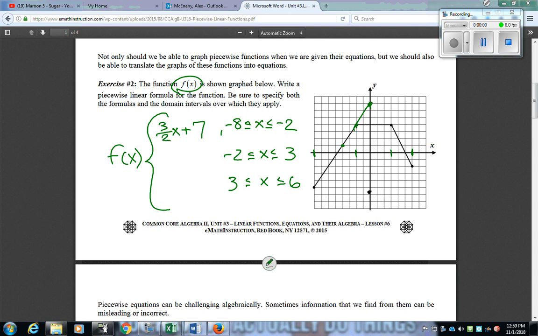Now the second part is a horizontal line, and it goes through the y-axis at the number 4. So the second part of this graph is going to be the horizontal line y equals 4.